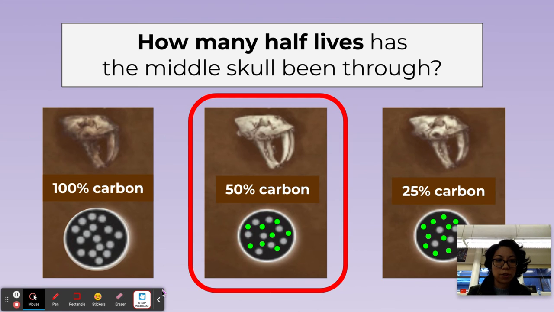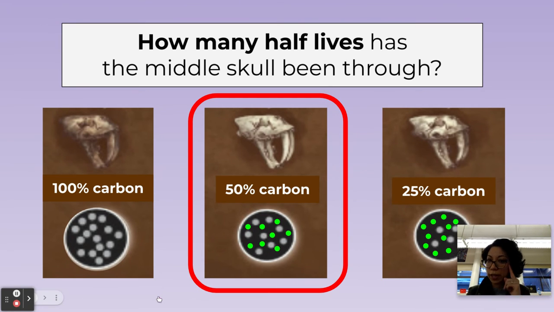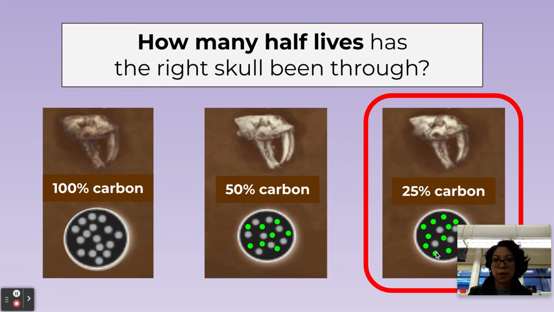So that's my question for you, even though I just told you the answer. Think back. How many half-lives has this skull in the middle been through? That is a question on your note sheet. And the answer is 1 half-life. Okay, if I asked you, how many half-lives has this skull on the right gone through? You would say 2, because we've cut the amount of carbon in half twice.